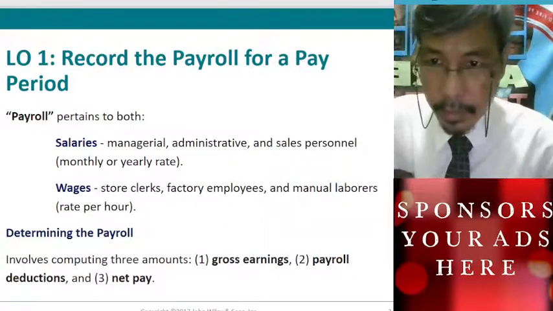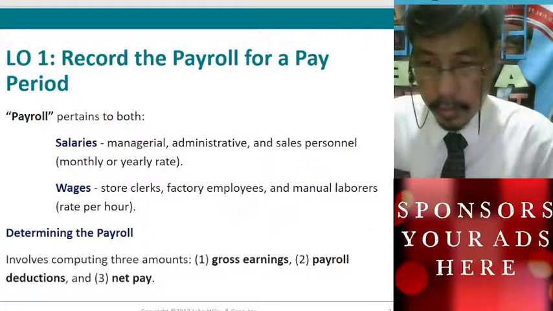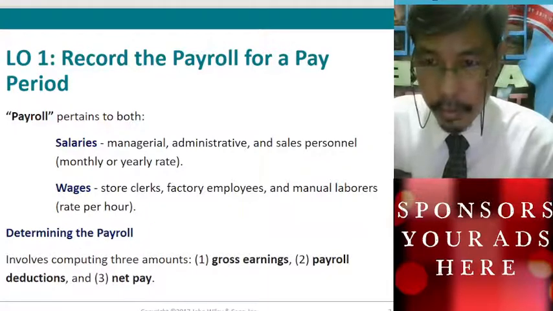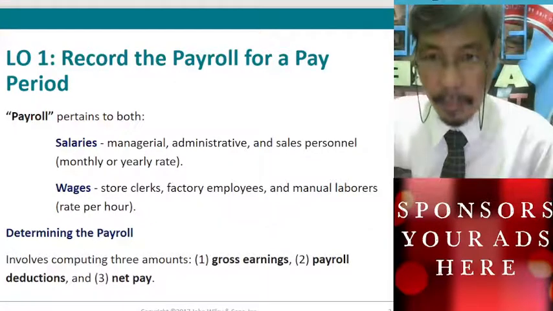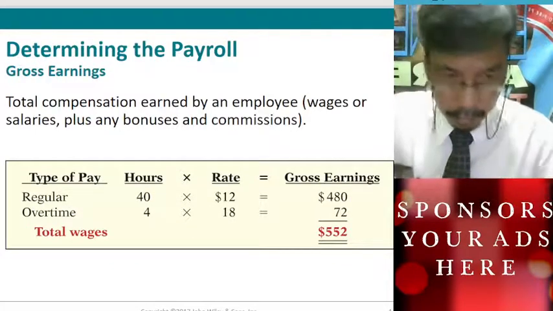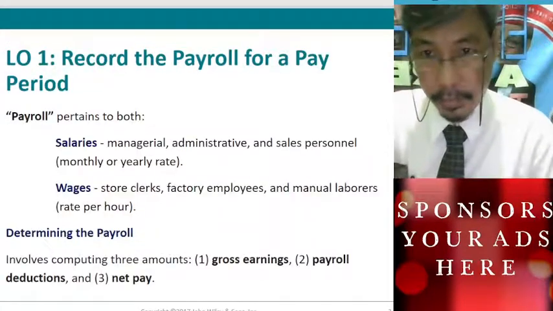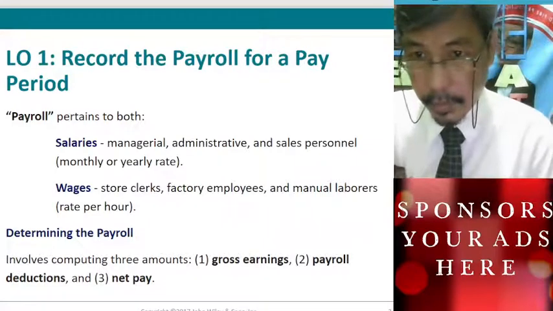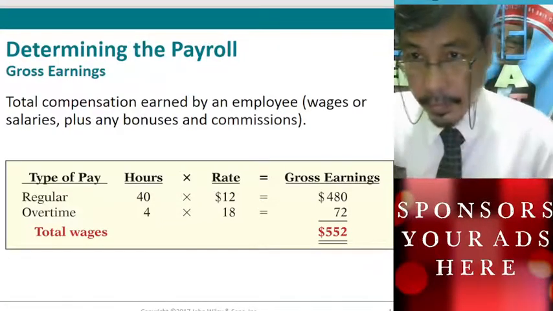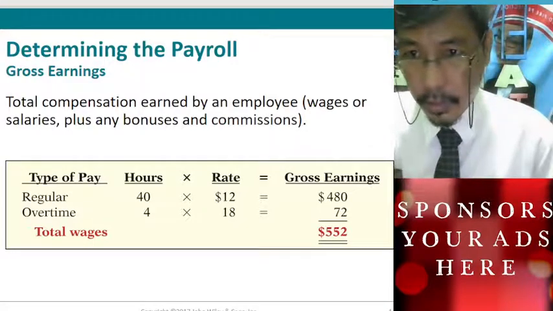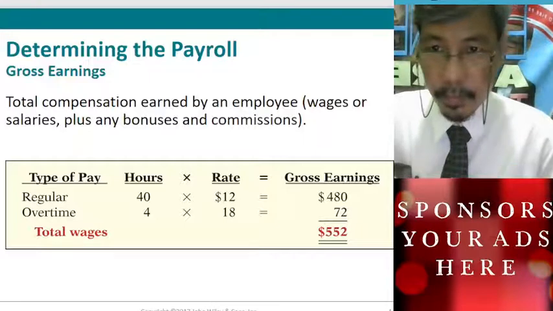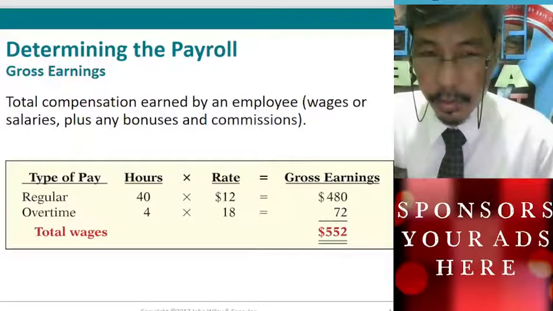It involves computing 3 amounts. 1, gross earnings. 2, payroll deductions. And 3, net pay. So take note of the 3: earnings, deduction, and net pay. Determining the payroll: gross earnings is the total compensation earned by an employee, wages or salaries, plus any bonuses and commissions.